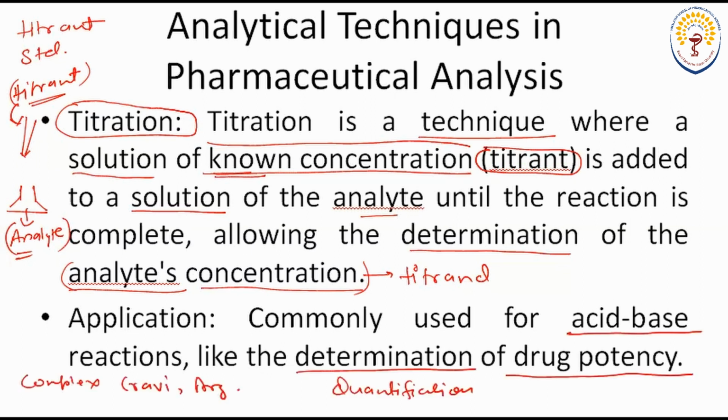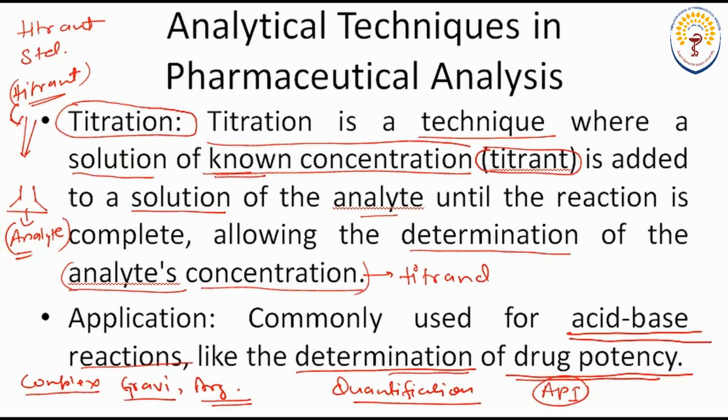So the application is that titration is used, mostly you have heard, for acid base titration reactions, and these reactions are used to determine the drug potency. That means you want to know what the concentration of the API is in a pharmaceutical drug product. That means you are performing the quantification part. Now apart from acid base titration, we also have complexometric titration, gravimetric titration and argentometric titration, which are used in pharmaceutical analysis.